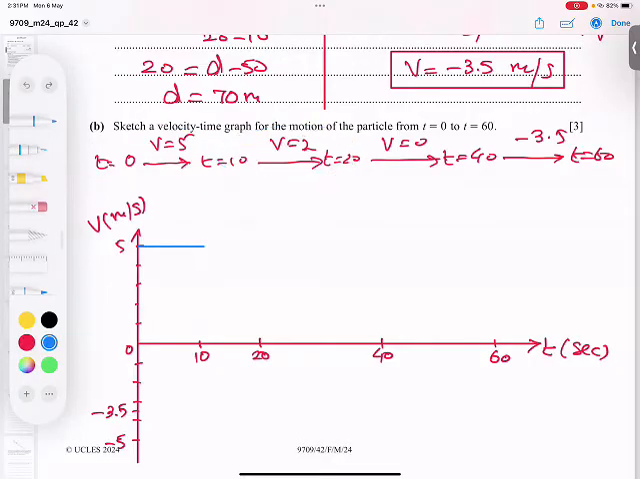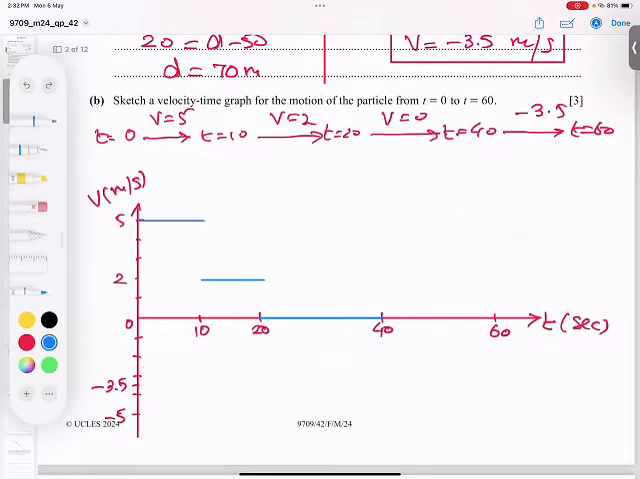Now 10 to 20, we have a speed of 2. Immediately it will come on this. So 2 is here, but I'll not start from 0. I'll start from 10 till 20. This straight path represents that, because in the velocity time graph the velocity is 2, 2, 2, 2, 2, and here 5, 5, 5, 5, 5. So for the first 10 seconds it remains 5, then 2, and then a straight line, no motion, zero velocity. And then it is negative 3.5.